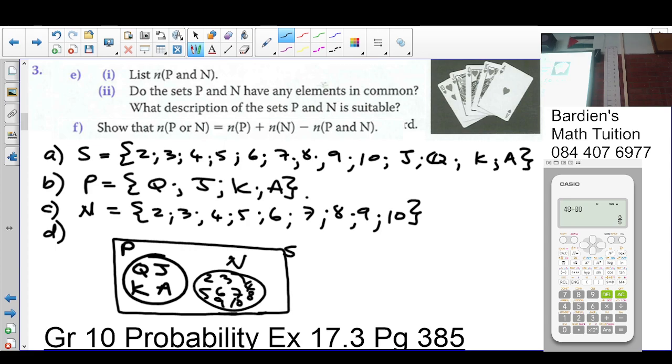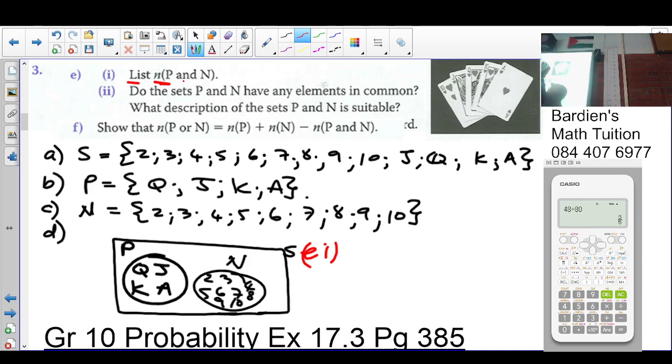Again, it doesn't have to be in that order, it can be jumbled up and so on, as long as it's in the set. So E1, the question says list. Now here it's list and the number. They either must tell you list P and N, or they ask you for the number P and N. Here they ask you both.